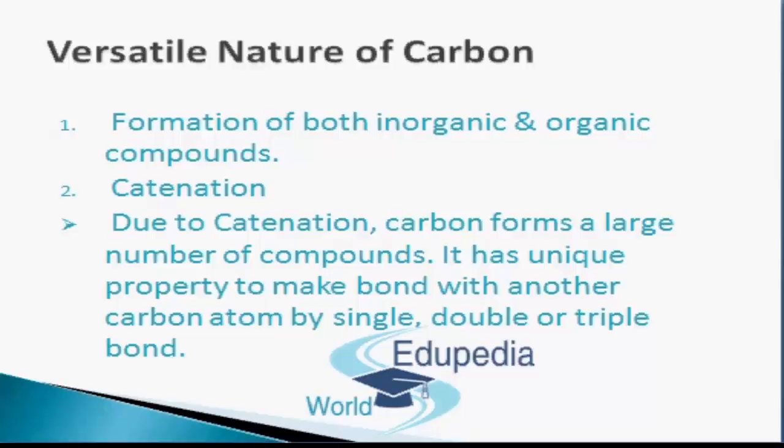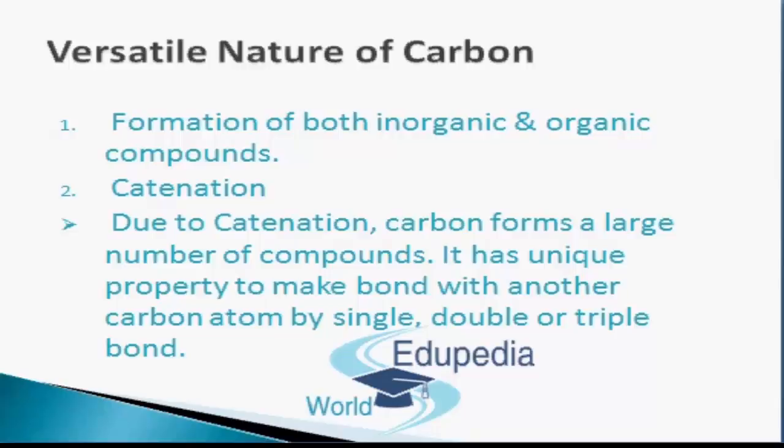The compounds of carbon with other elements such as silicon, oxygen, sulfur, halogens and metals are called inorganic compounds of carbon. The examples are SiC, CO, CO2, CaC2, etc. The compounds of carbon with hydrogen and their derivatives which contain carbon-carbon bonds are called organic compounds. The examples are methane, ethane, propane, butane, methanol, ethanol, sugar, starch, oils, proteins, amino acids, etc.